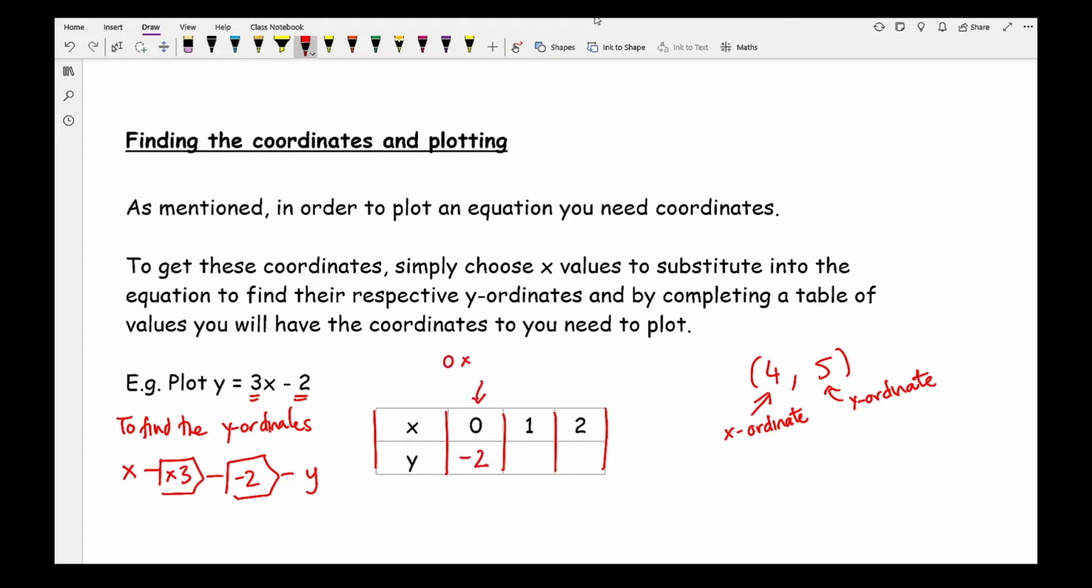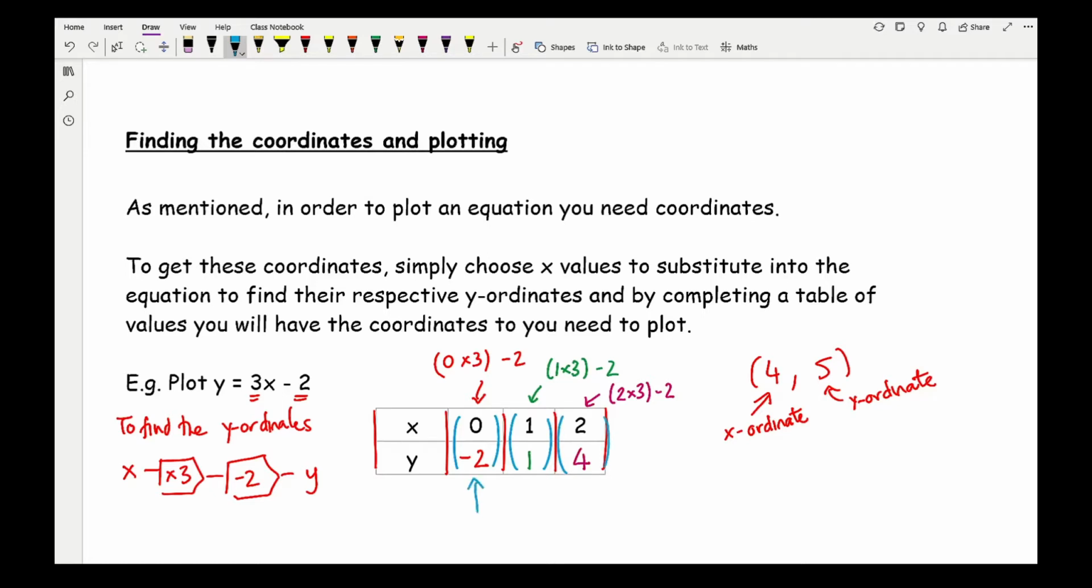So 0 times 3, take away 2 is -2. Then for the next value, I'm going to do 1 times 3, take away 2. 1 times 3 is 3, take away 2 is +1. And then for my third value, I'm going to do 2 times 3, take away 2. So 2 times 3 is 6, take away 2 is 4. And what I've now got are my 3 coordinates that I then need to plot.